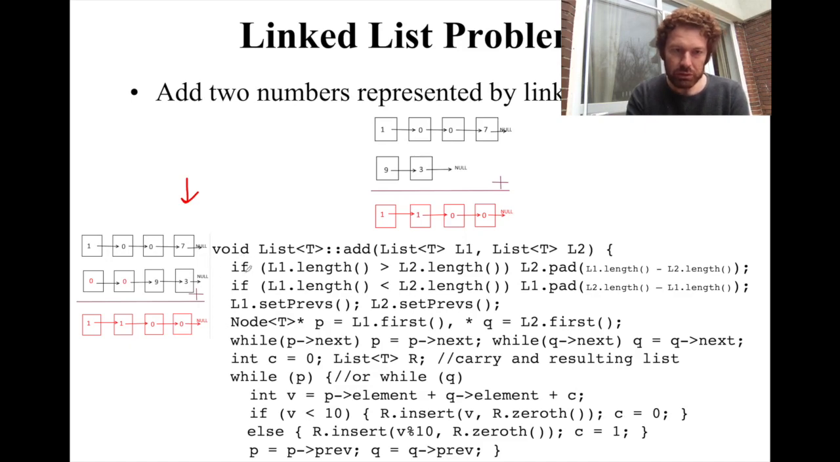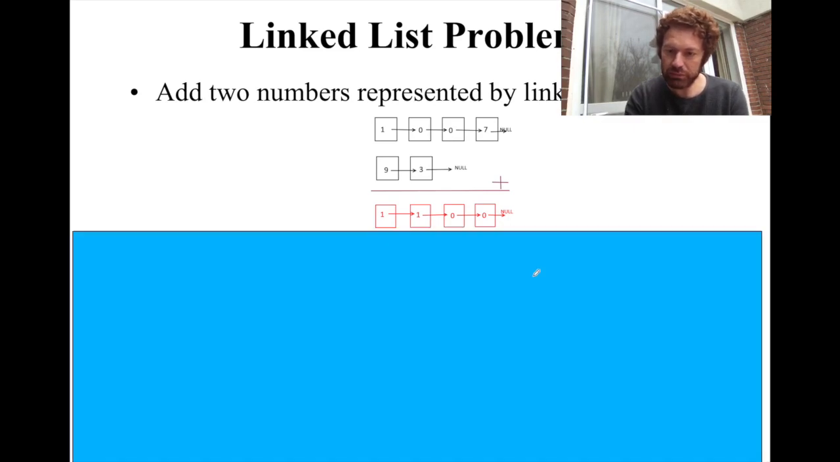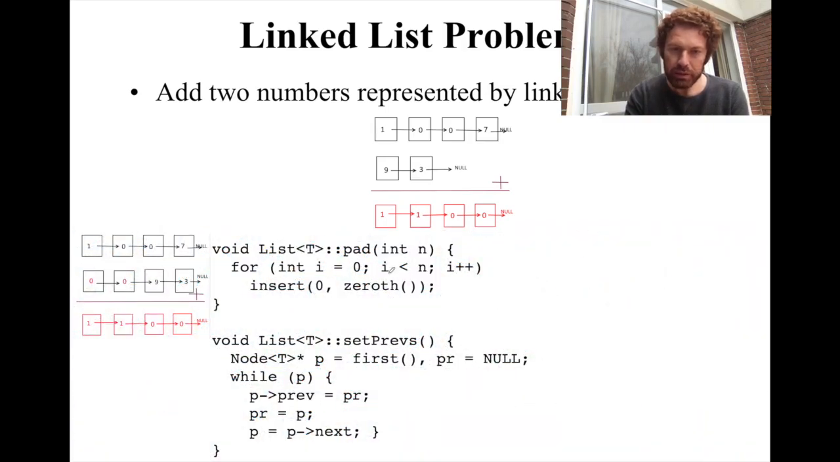Whichever is the shorter, so in this case L2 is the shorter, so if L2 dot length is smaller than L1, then I will pad L2 with this many zeros. So I will implement this function pad. Let's do this function. The linked list is like 9 and 3, right? And the pad is called with 2 because I need 2. The difference is 4 minus 2, 2. So I need to insert zeros, but I will insert them after the 0th element.